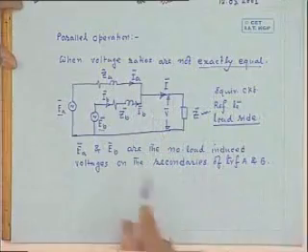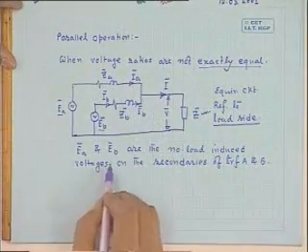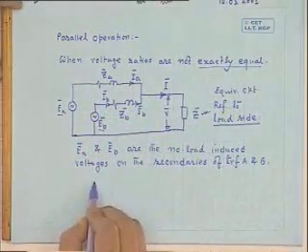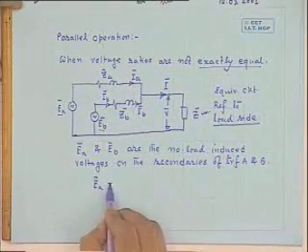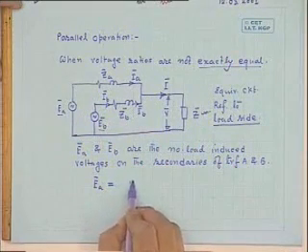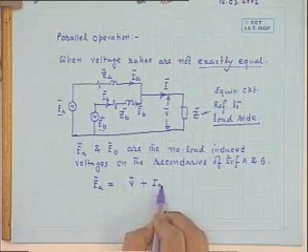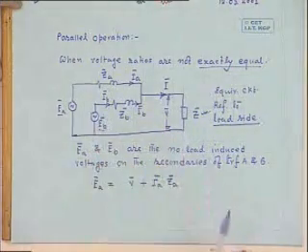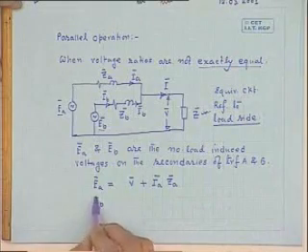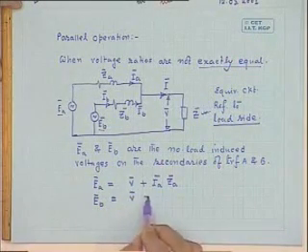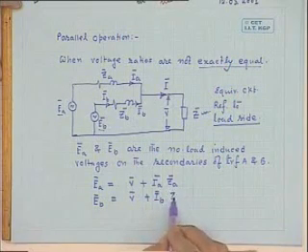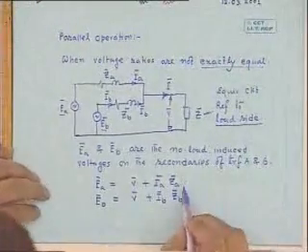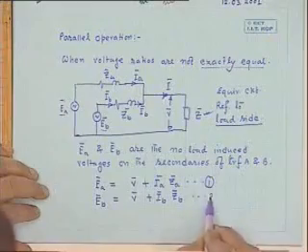Now, how to tackle this situation is that you simply write down the KVL equations in the two loops. V bar is the terminal voltage across the load. Therefore, EA bar, as you can easily see, will be simply equal to V bar plus IA bar into ZA bar, the series impedance. Similarly, EB bar will be equal to V bar plus IB bar into ZB bar. So these are equations 1 and 2.